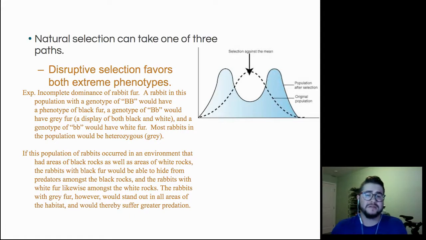This is how you can tell natural selection is happening in a population by looking at a graph of the traits. Again, stabilizing selection selects for the middle. Disruptive selection is the opposite of that. It selects for the two extremes. And then directional selection selects for one extreme over the other.